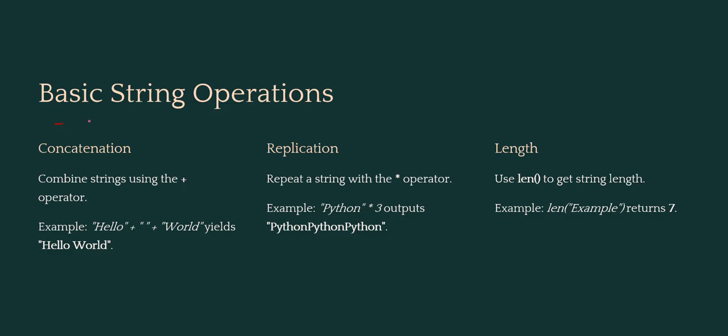So we'll be starting with basic string operations, and that we are having concatenation, replication, or you can say repetition, and length. So let's discuss this one by one. Firstly, concatenation. As name says, concatenate. What we are doing over here in concatenation, we are combining two strings together. So which operator will we be using for combining two strings together? That is plus. So plus is basically an operator that will combine two strings together.